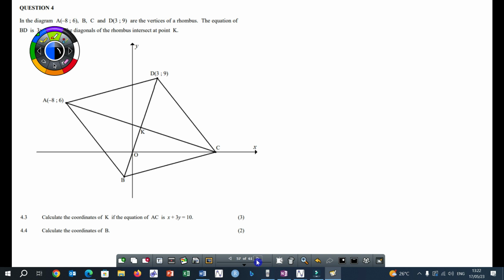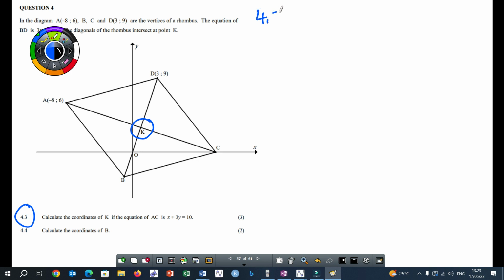Okay, so calculate the coordinates of K. The coordinates of K are actually a midpoint. Calculate the coordinates of K if the equation of AC is equal to that. Now, do you see that this question is easy because we found that equation. So if I want to find the coordinates of K, there are 2 ways of finding those coordinates. One, I can use this equation and the equation for BD, which is what I'm going to do, right? Or you can use the midpoint.